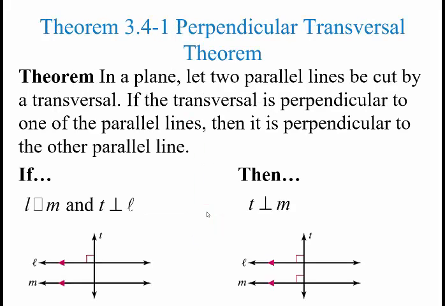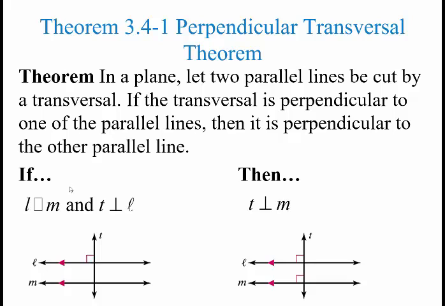All right, so we have this perpendicular transversal theorem. In a plane, let two parallel lines be cut by a transversal. So we have these two parallel lines, L and M. You can tell they're parallel by this notation here. If a transversal is perpendicular to one of those lines, like line L, then it is perpendicular to the other line, like line M, as well.